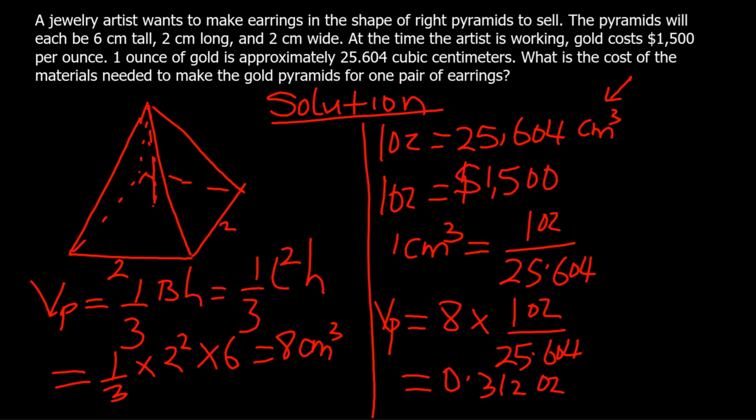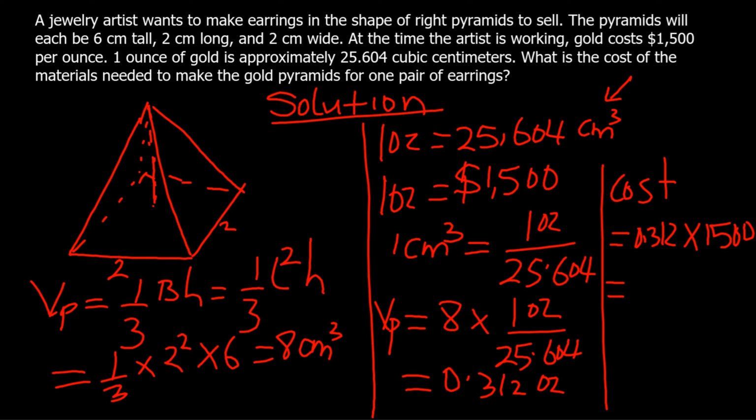Since we know the volume of the pyramid in ounces, we can now go ahead and say the cost would be what? The cost is going to be equal to 0.312 times 1 ounce, which is $1,500. So this is going to give us $468.677.